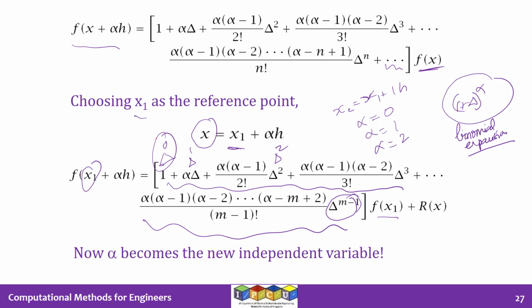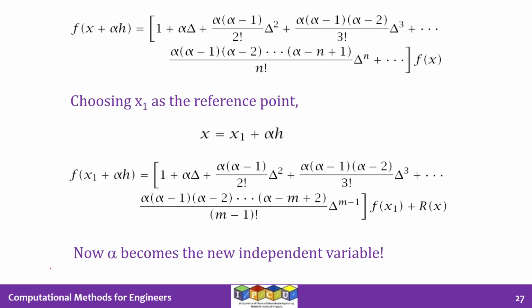And why do I look at only m terms? Because we have m data points. And because we have stopped somewhere, there is going to be a residual error, which is indicated by r of x. And you can see now x is gone. Everything is based on x1, which is the reference point. And if I want to go to other x values, I have to specify a value of alpha. As I said before, if alpha is equal to 1, I'm going to be at x2. If alpha is equal to 2, I'm going to be at x3 and so on. So alpha becomes the new independent variable. I can change alpha and reach a certain value of x.